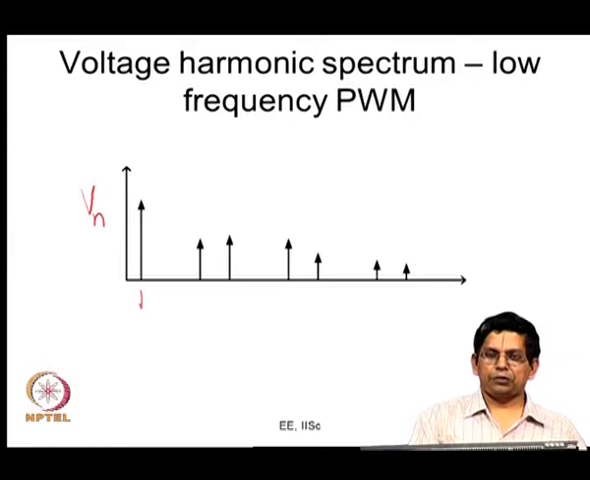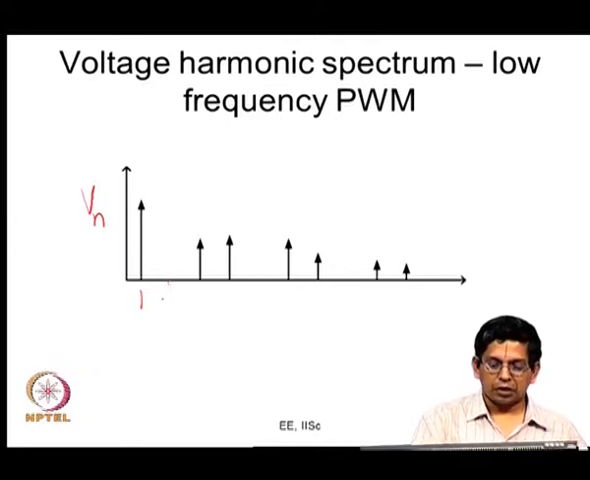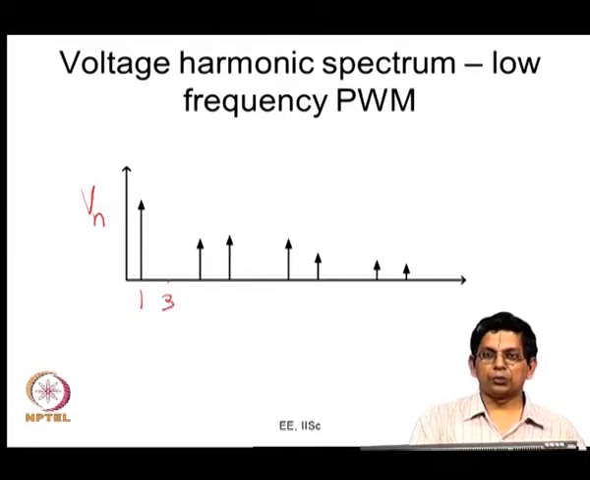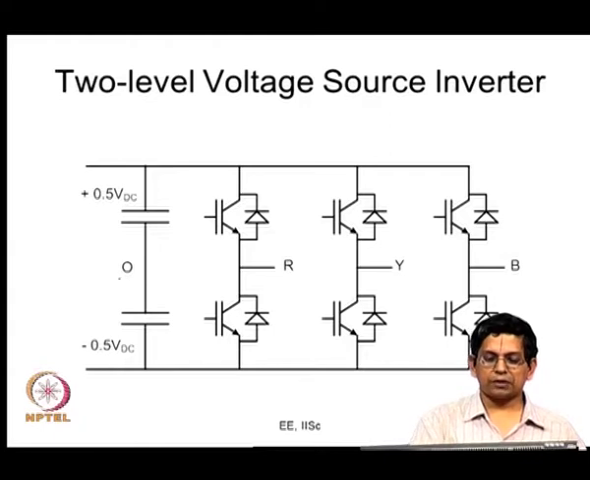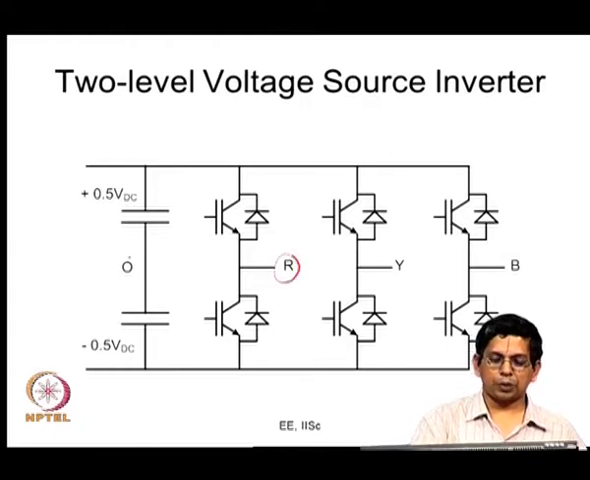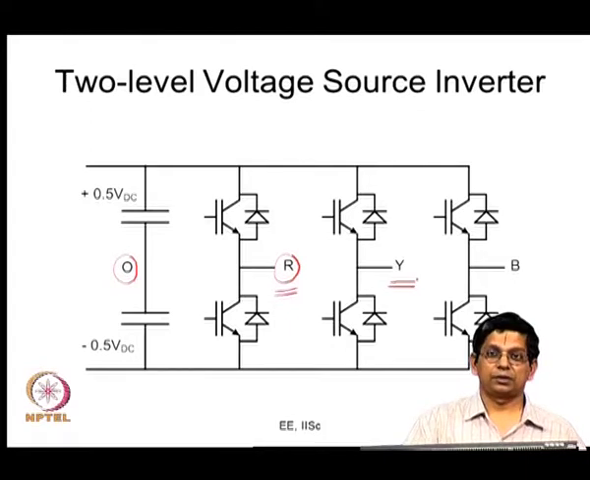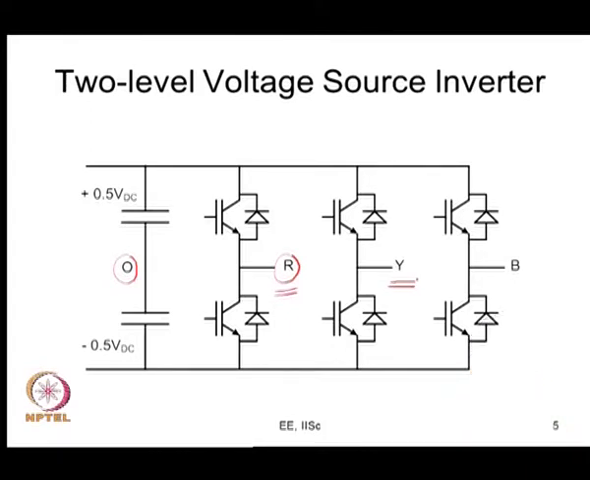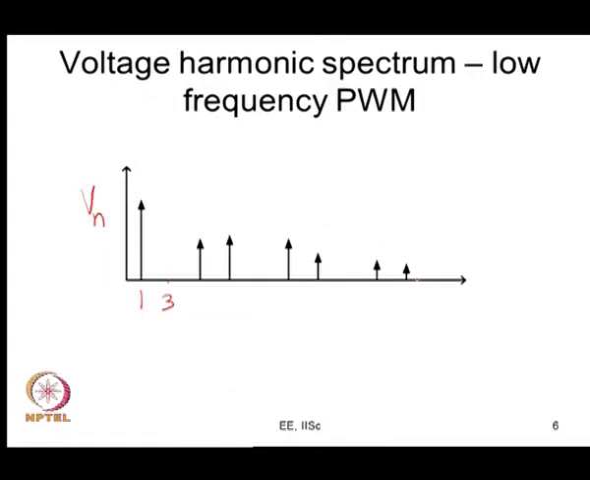Then this waveform, let us say, presumably has half wave symmetry and therefore there are no even harmonics. Now, there would be the third harmonic, and the third harmonic is 0. The pole voltage might have third harmonic, but when you subtract VRO minus VYO, between VR and VY, you will not have third harmonic. Those third harmonics would get cancelled. So, there will be no third harmonic in the line voltage spectrum.